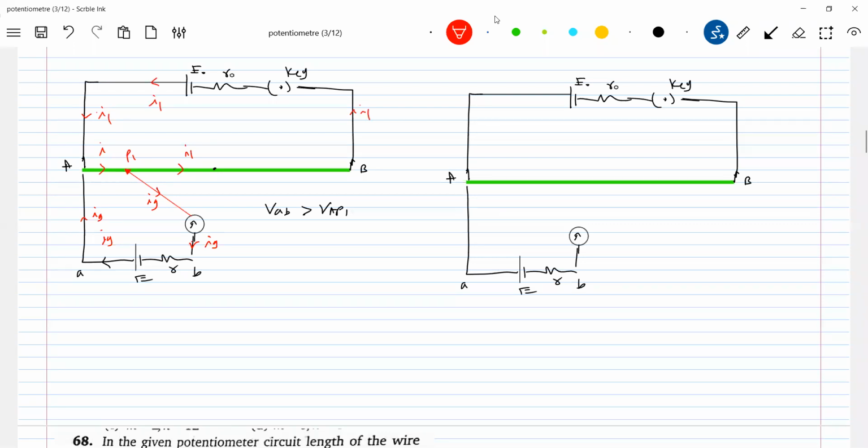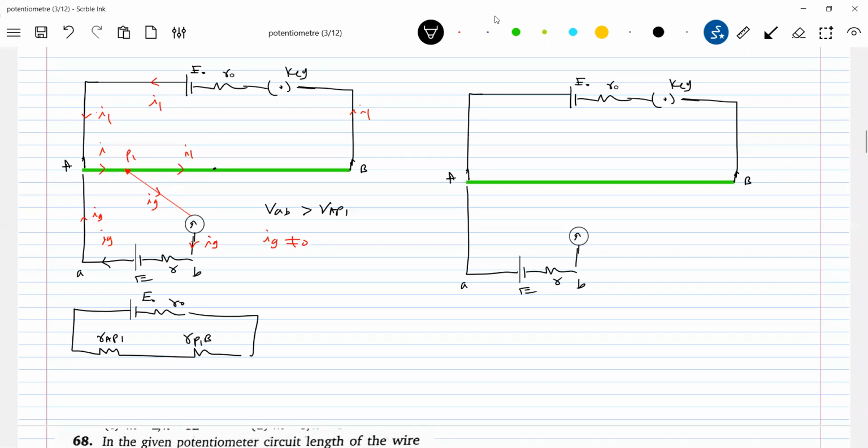Now if the current through the galvanometer is non-zero, it will become like a two-loop problem. You calculate the resistance CP1, then P1B, then the entire circuit will appear like this. You need not bother much, just apply KVL. This will be one resistor, this will be one resistor. What will this resistance be? RAP1, and this will be RP1B, the resistance of the length of wire P1B. Then this will be the cell.